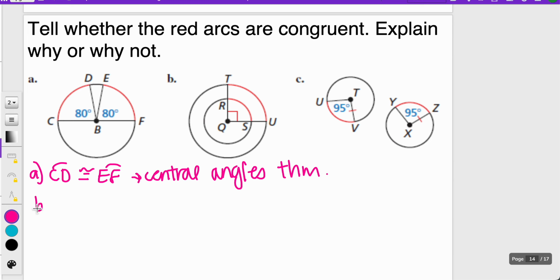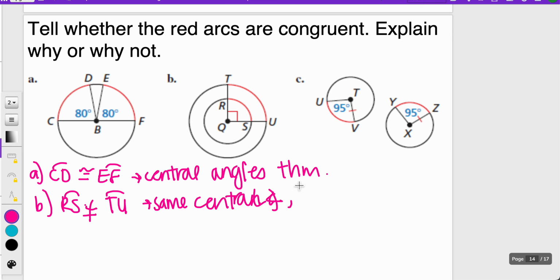Okay, looking at letter B, we have arc RS and we have arc TU. Okay, these are not congruent because they have the same central angle but not congruent circles. So therefore they won't have the same arcs.